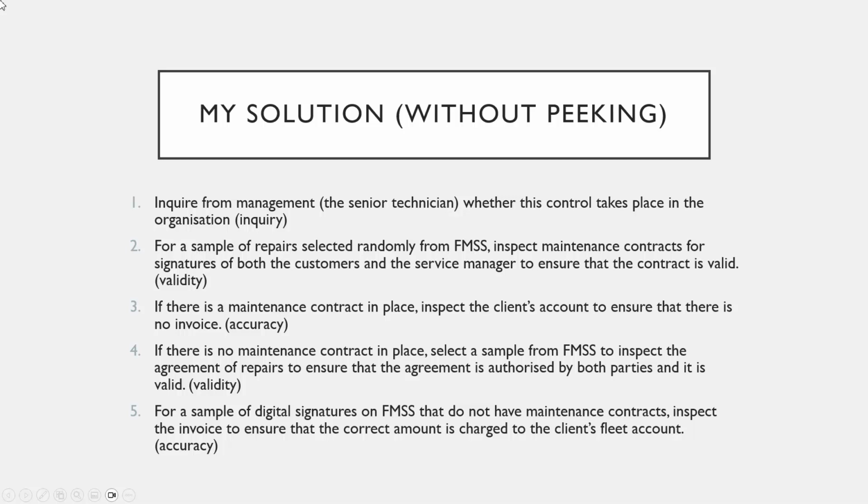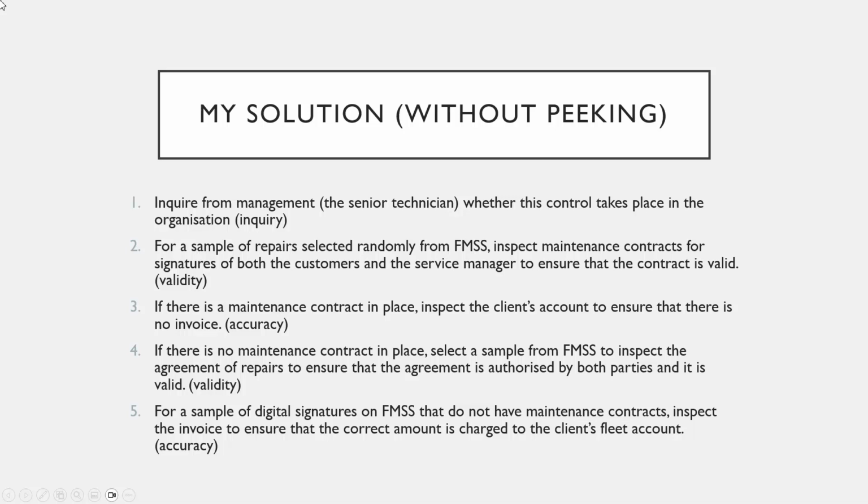So that's validity. If there is a maintenance contract in place, the ones with maintenance contracts, inspect the client's account. Why are we doing this? To ensure that there is no invoice that has been allocated to the client. That's accuracy. If there is no maintenance contract in place, select a sample from FMSS to inspect the agreement of repairs to ensure that the agreement is authorized by both parties and it is valid.